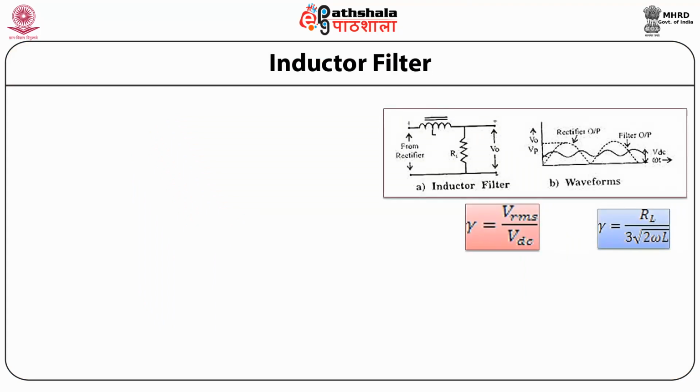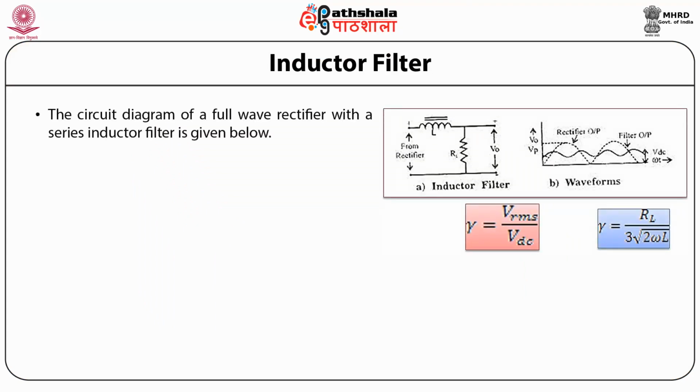Let us discuss the basic types of filters. A filter is in general a combination of passive circuit elements, that is inductor, capacitor, and resistor. Some of the filters are inductor filter, capacitor filter, LC filter, and pi filter. Inductor filter.